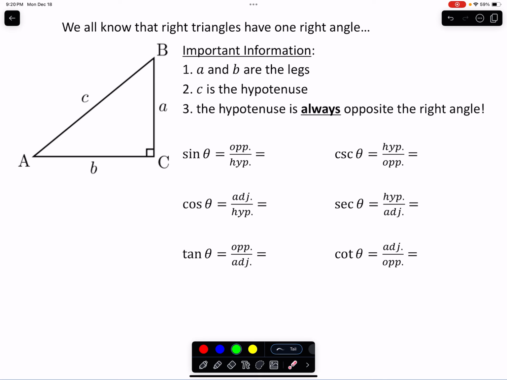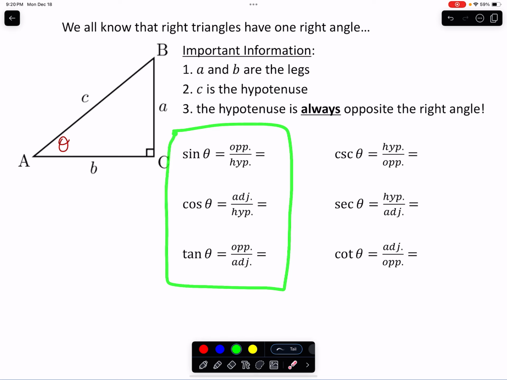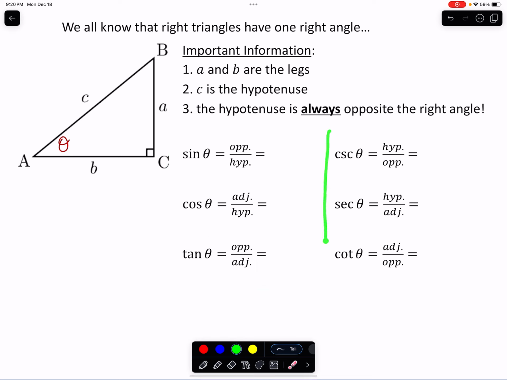Okay, so let's name angle A this Greek letter theta, and we're going to be talking about the different trig ratios of theta. So there are 6 trig ratios. There's sine, cosine, tangent, cosecant, secant, and cotangent. These 3 are the primary trig ratios, and then cosecant, secant, and cotangent are what we call the reciprocal trig ratios.